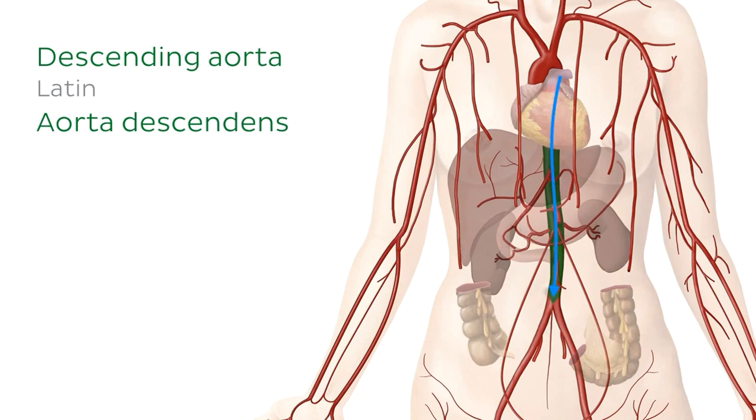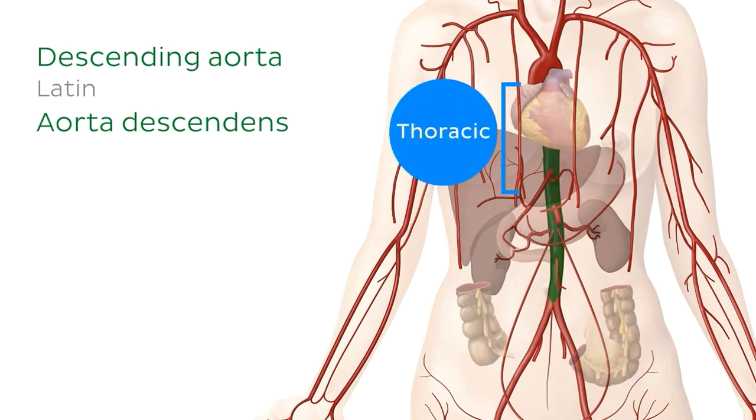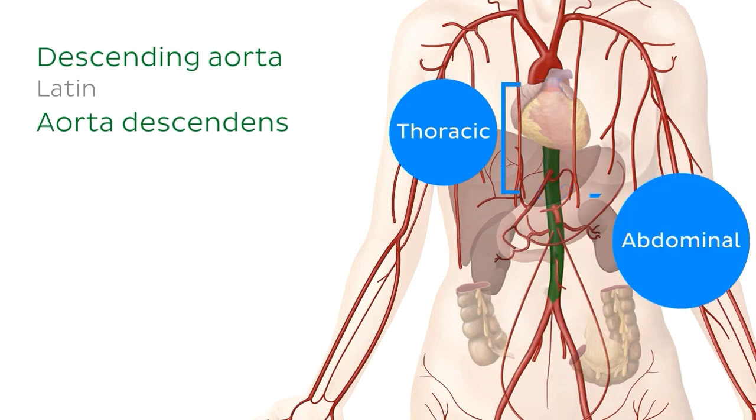Now, this part of the aorta can be divided into two parts, the first being the thoracic part, or the thoracic aorta, which descends on the left side of the thoracic vertebrae T5 to T12, running behind the base of the left lung and the pericardium. The second part of the descending aorta is the abdominal part, or the abdominal aorta, which begins just after it passes through the aortic hiatus of the diaphragm at the level of the 12th thoracic vertebral body, T12.